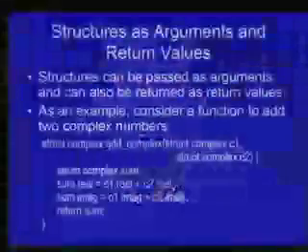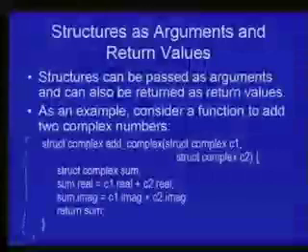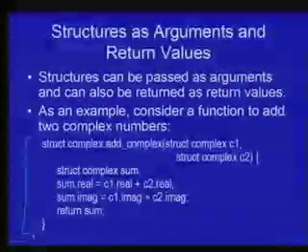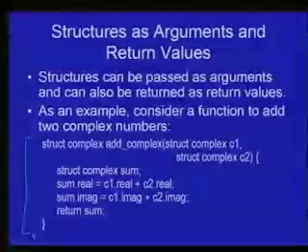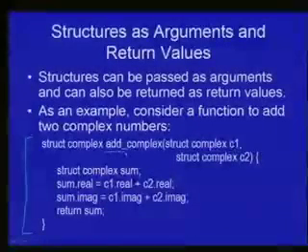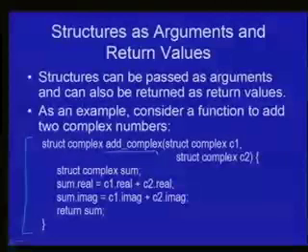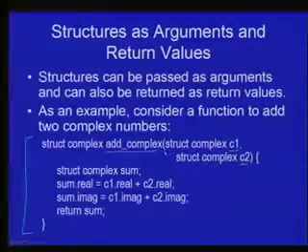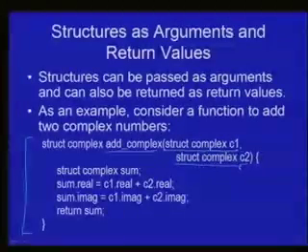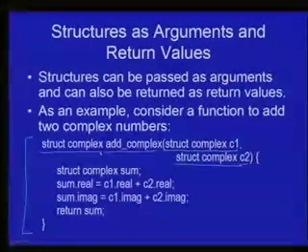Now structures are full-fledged types, and we can do all the usual kinds of operations that we can do with other types. In particular, we can pass structures as arguments, and we can also write functions which return structures as return values. So as an example, let's consider a function to add two complex numbers. So we have this function add complex, which is supposed to add two complex numbers. There are two parameters, C1 and C2, both of type struct complex, and the return type is also struct complex.